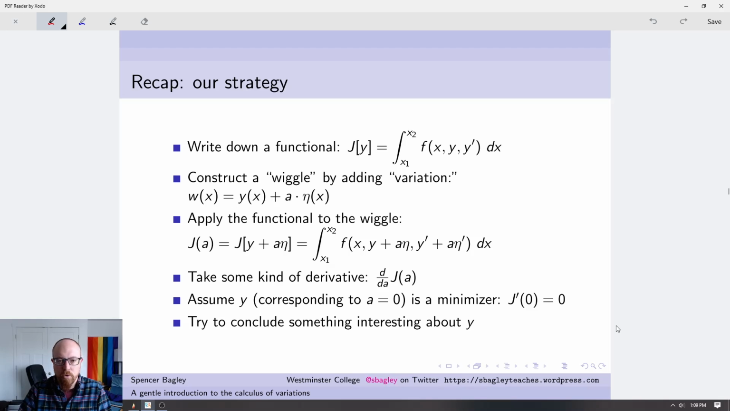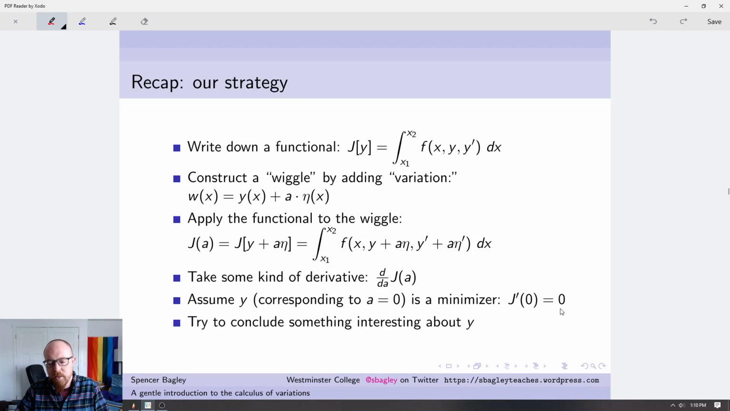We wrote down a functional in some way. We constructed a wiggle by adding a certain amount of variation. We fed that wiggle into the functional, and here's what we got. And that was truly some function of a single variable, and so we can do single variable calculus with it. We can take the derivative with respect to a. We're going to assume that we have a minimizer on our hands, come up with j prime of 0 equals 0, calculate, and then concluded something interesting about y. In our case, that y prime was a constant.